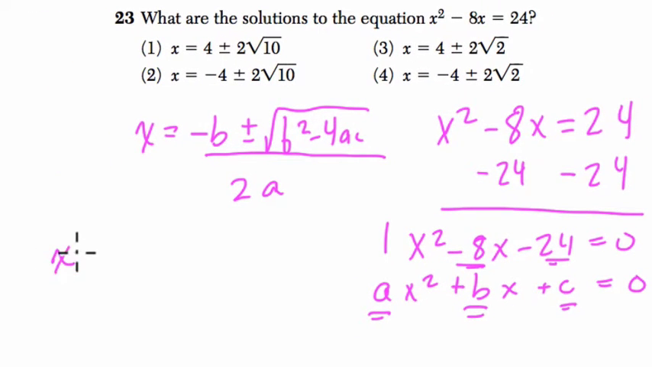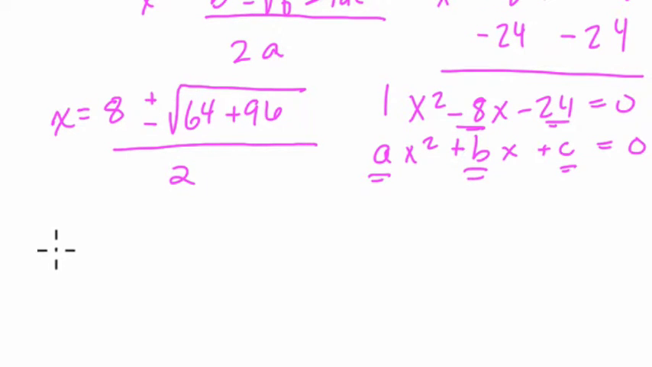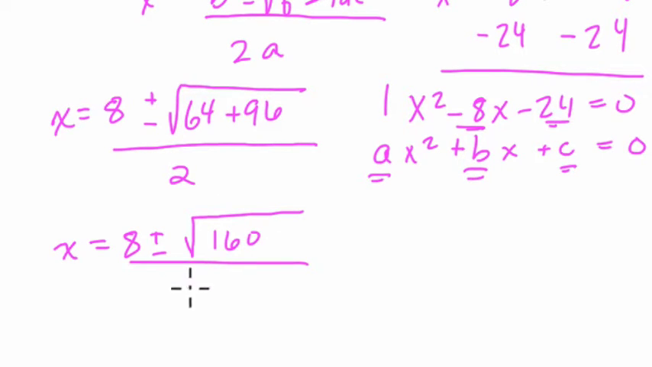If we plug that into our equation, we do end up getting positive 8, because it's negative negative 8, right, negative b, plus or minus the square root of 64 plus 96, because 4 times a times c is 4 times 1 times negative 24, so subtracting negative 96 is the same as adding 96, over 2 times 1, or 2a, and then we want to simplify this. The way I'm going to simplify it is first simplify the square root sign. It's 8 plus or minus the square root of 160 divided by 2.